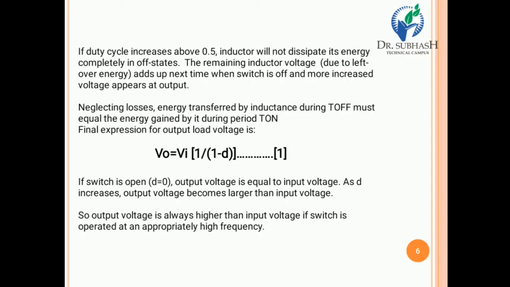If the switch is in the open condition, that means D equals 0. In equation number 1 we can replace D with 0, right? So we get Vout equal to Vi, so the output voltage is equal to the input voltage. If we increase D, the output voltage becomes larger than the input voltage, so the output voltage is always higher than the input voltage if the switch is operating at a reasonably high frequency.